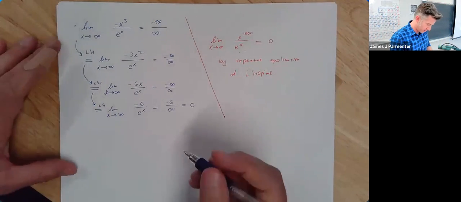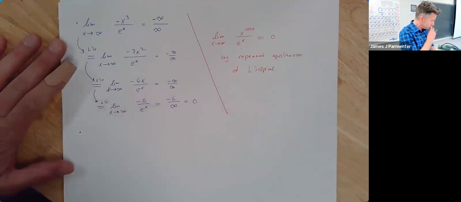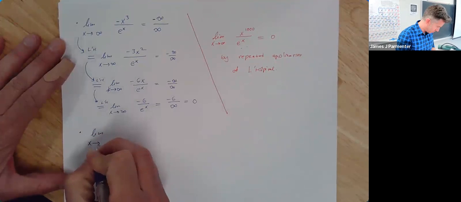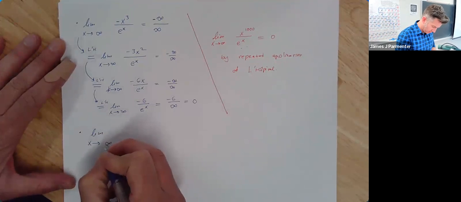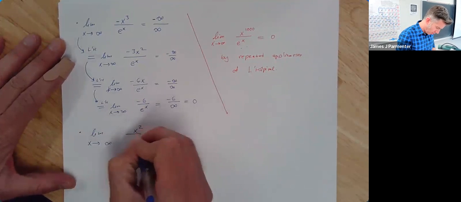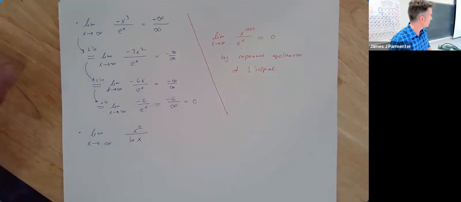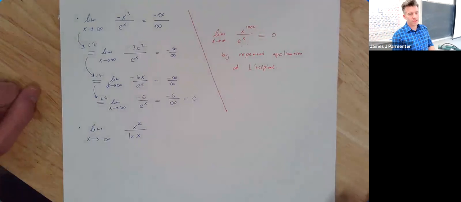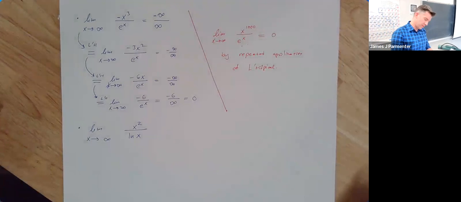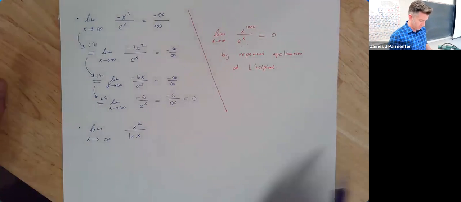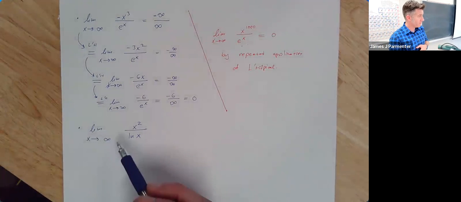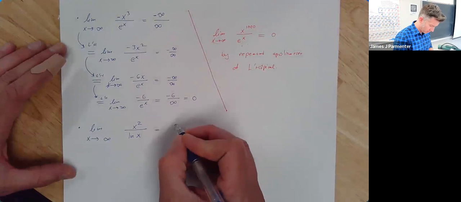Let's look at this one. The limit as x goes to infinity of x squared over the natural log of x. So let's talk about what we think is going to happen. First and foremost here, as x goes to infinity, well, x squared certainly does.